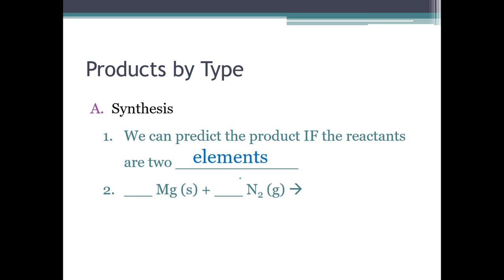Flipped on its head, if you are not starting with two elements and you're being asked to predict the products, it's probably not a synthesis reaction. So here we've got magnesium and we've got nitrogen. When these come together, they're going to form an ionic compound, right? Because magnesium is a metal, nitrogen is a nonmetal. So when that happens, magnesium will form the magnesium ion, Mg2+, and nitrogen will form the nitrogen ion, N3-. We're going to need 3 magnesiums and 2 nitrogens to make their charges cancel, so that'll give us Mg3N2.